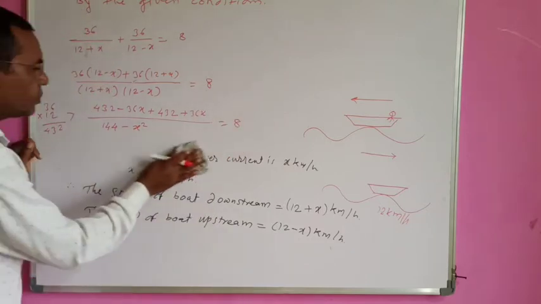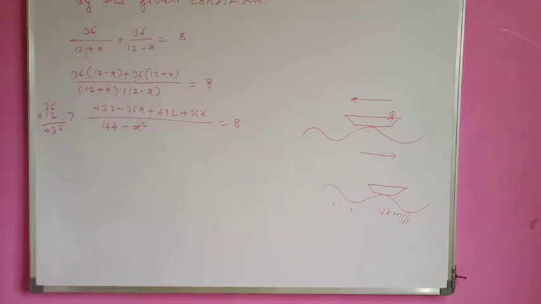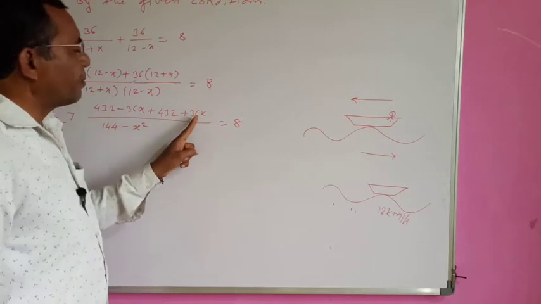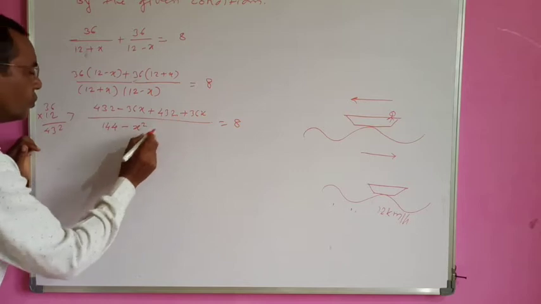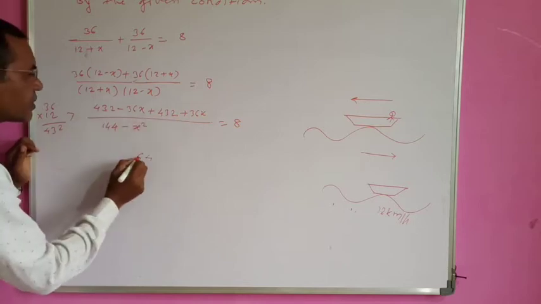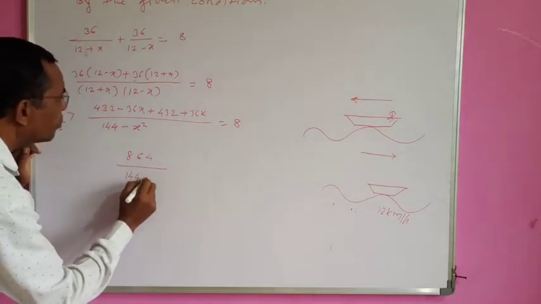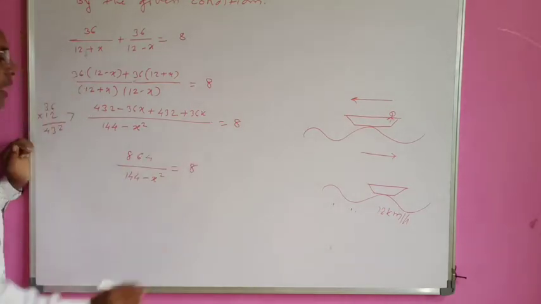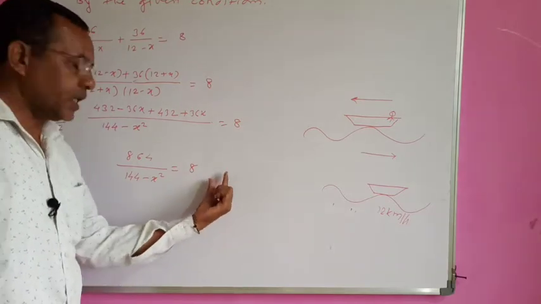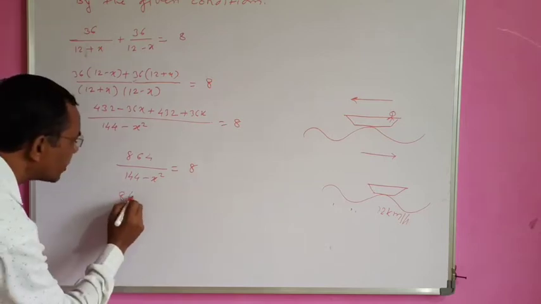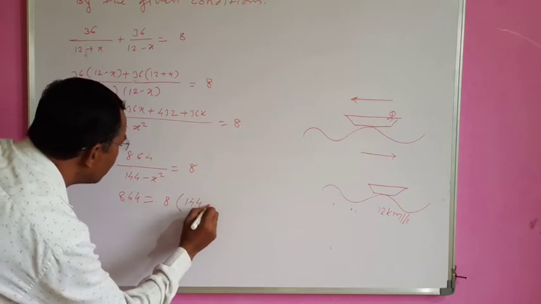Now we will continue the next part here. See what happens now. Here this 36 is minus and this is plus 36, it will cancel, and the two will add up. Here 2 and 2 is 4, 3 plus 3 is 6 and 4 plus 4 is 8, divided by 144 minus x square is equal to 8 here. This part is divided and it becomes multiplication. Therefore 864 is equal to 8 in a bracket 144 minus x square.